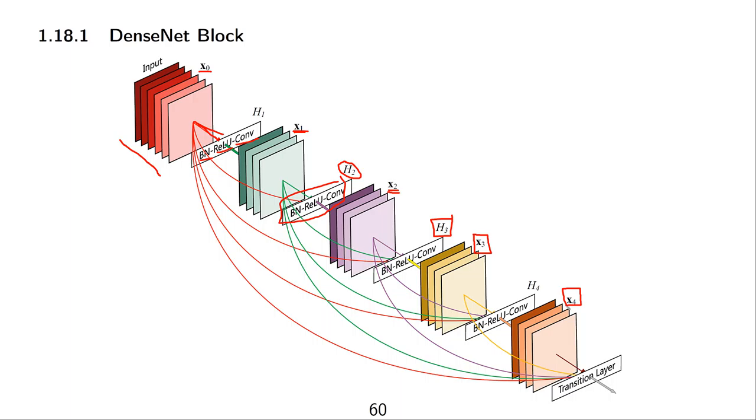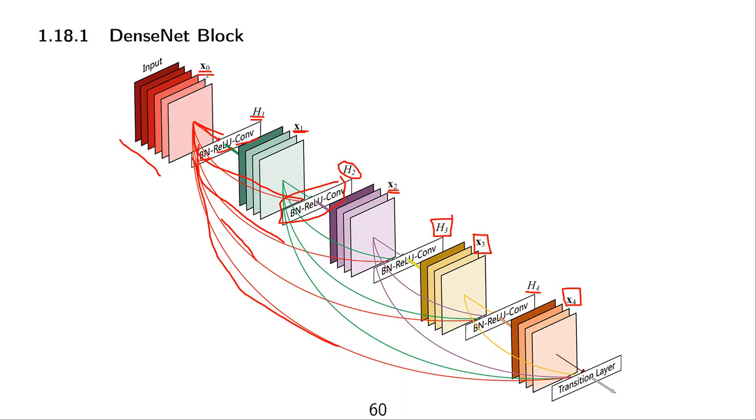Now for the dense connections. The tensor X0 is not only input to H1 here, but it is also an input via this link here to H2, and via this link here to H3, and via this link here to H4, and via this link here to the transition layer directly. So what we see in this block is that tensor X0 is used 1, 2, 3, 4, 5 times as input. Tensor X1 is used 4 times as input, once for H2, once for H3, once for H4, and also for the transition layer. The earlier a tensor appears in a DenseNet block, the more often it is used as input to other layers.